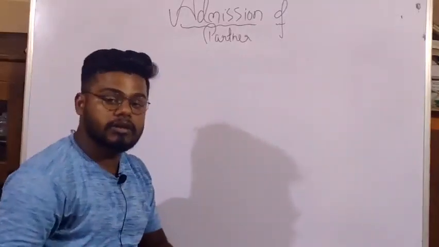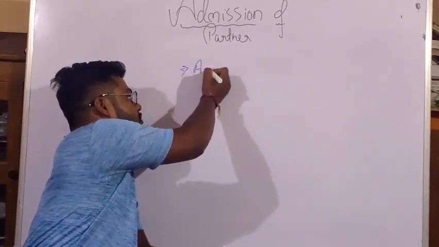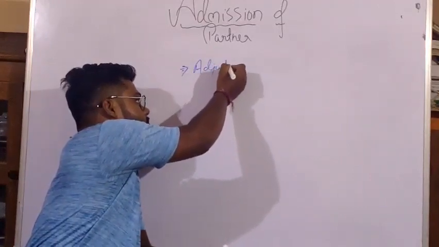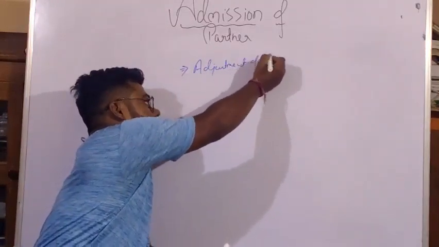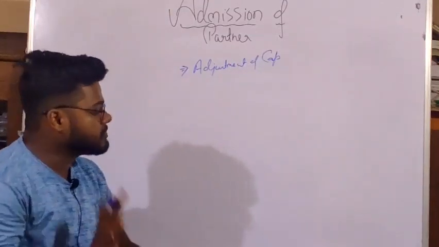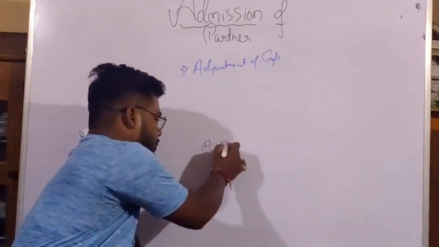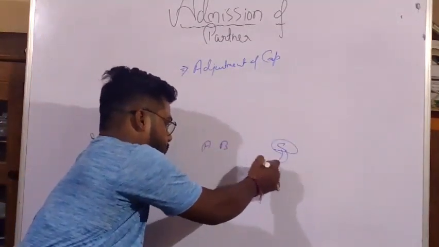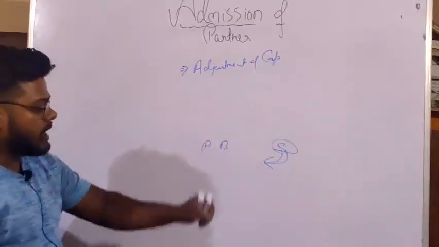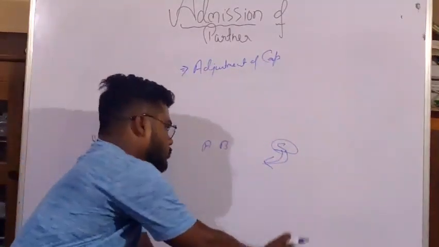Right now I'm going to start with a topic in admission. We'll start with the topic adjustment of capital. Sir, what do you mean by adjustment of capital? Just listen. A and B are the partners and right now C is going to be admitted in this firm. So A and B will ask him to bring a certain amount of capital. Yes sir, definitely. How much?